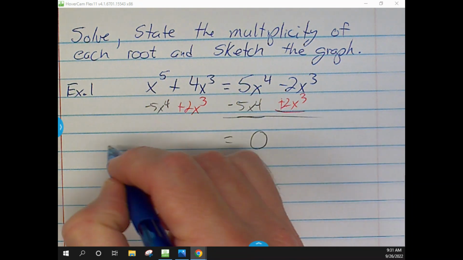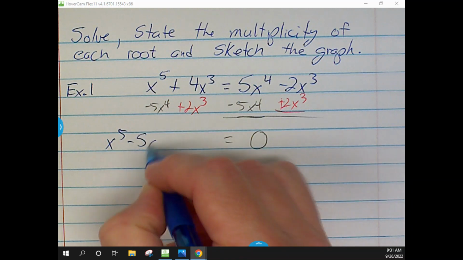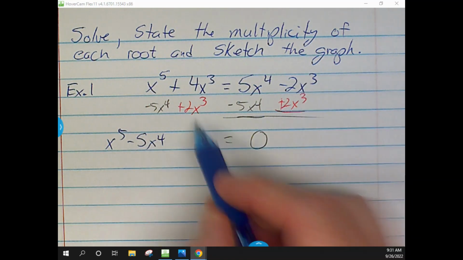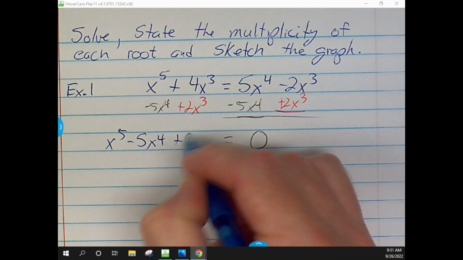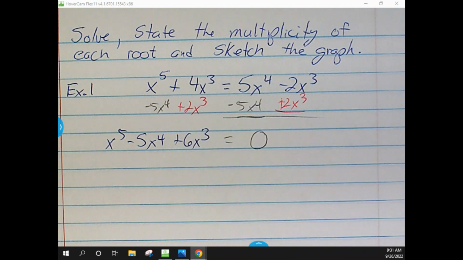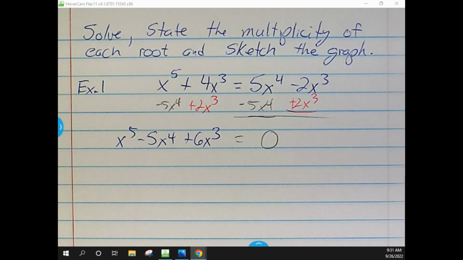All right, so we've got x to the 5th. We've got an x to the 4th that's by itself. When we move the 2x to the 3rd over, now we've got a couple of terms we can combine. So we've got 4 plus 2. So we can make that 6x to the 3rd.